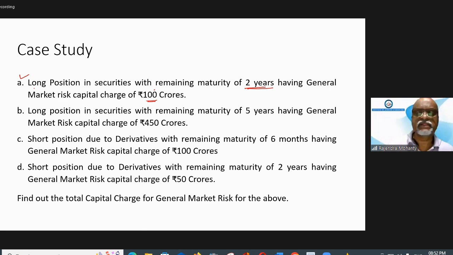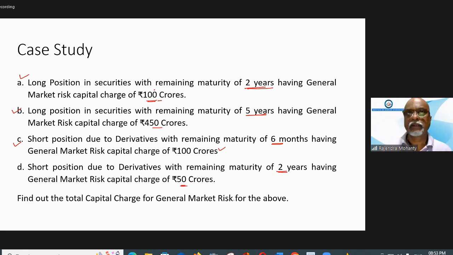So the first is a long position of remaining maturity of 2 years having general market risk of 100 crore. The second is also a long position in a security with remaining maturity of 5 years, where 450 crore is the capital. The third is a short position due to derivatives with remaining maturity of 6 months only, where 100 crore is the capital. The fourth is a short position due to derivatives with remaining maturity of 2 years, general market risk say 50 crores. This is the position you are having. Now find out the total capital charge for general market risk.